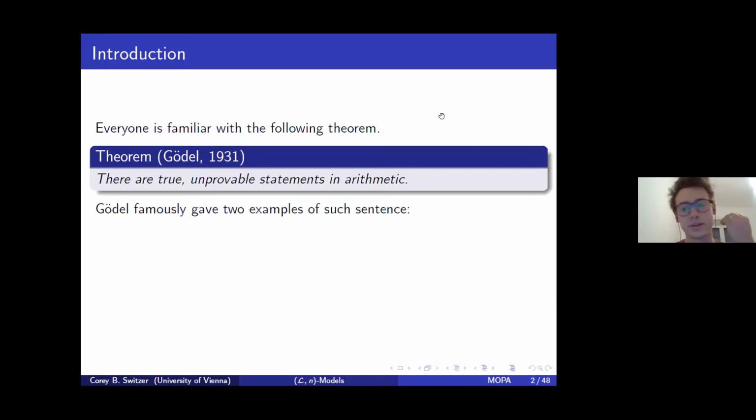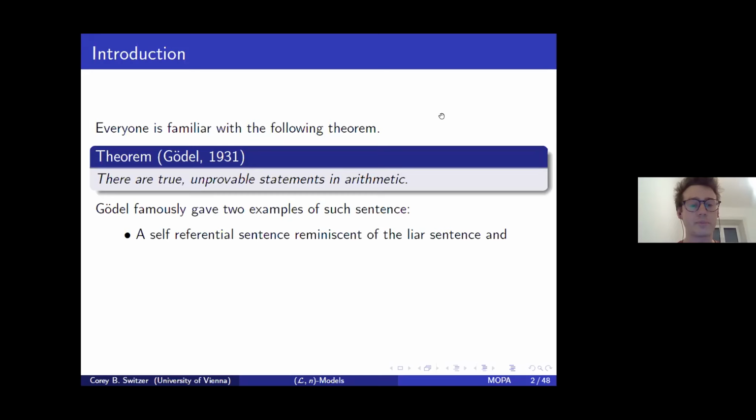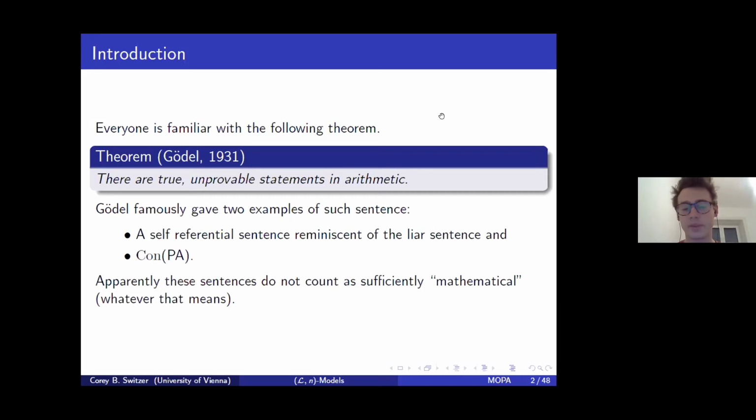Everyone, I hope, knows, or I'm sort of assuming you know, otherwise you probably wouldn't be here, that Gödel gave two examples of such sentences. The first is this self-referential sentence that's kind of like a liar sentence, using the provability predicate. And then the second one is Con(PA).